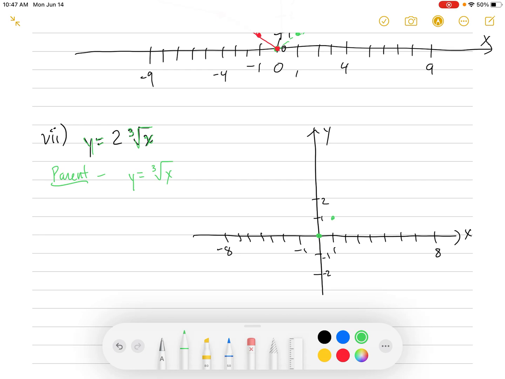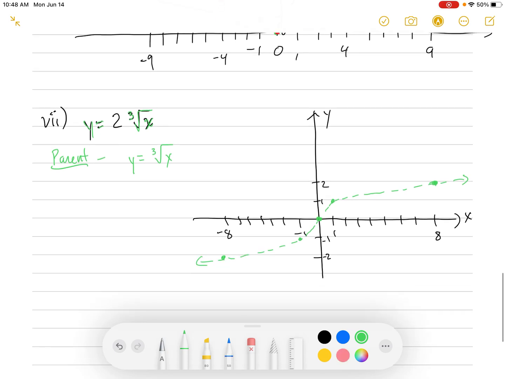So for my parent, I plug in 0. When I plug in 1, this is cube root, not square root. Cube root of 0 is 0. Cube root of 1 is 1. Cube root of 8 is 2. So you have this on the right. And then when you plug in negative 1, the cube root of negative 1 is negative 1. The cube root of negative 8 is negative 2. So you have this on the left.